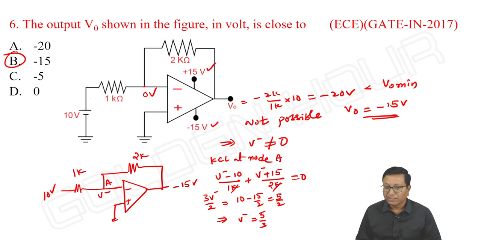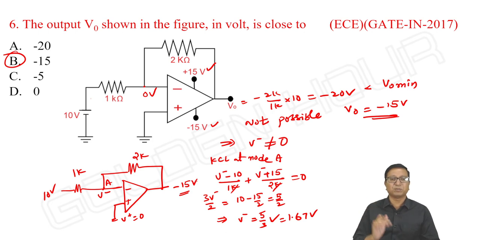Is it not so? So V minus is not equal to 0. V minus is equal to 5 by 3 volts. So voltage at the non-inverting terminal is 0. Voltage at the inverting terminal is how much do you get? 1.67 volts. So inverting terminal voltage is dominating non-inverting terminal. Output is equal to minus V saturation. No doubt about it. That is valid.